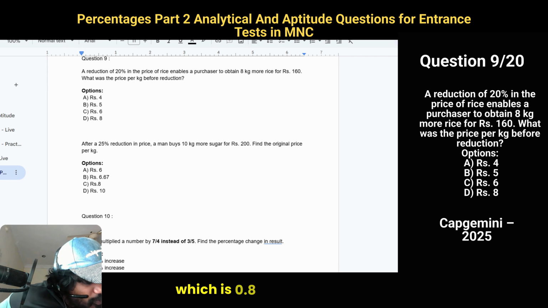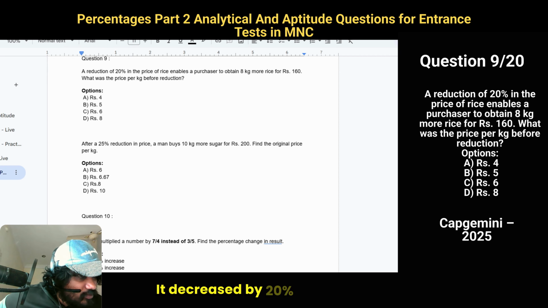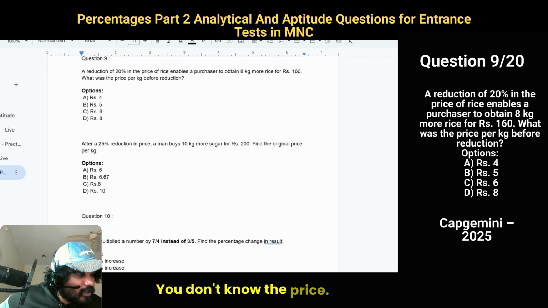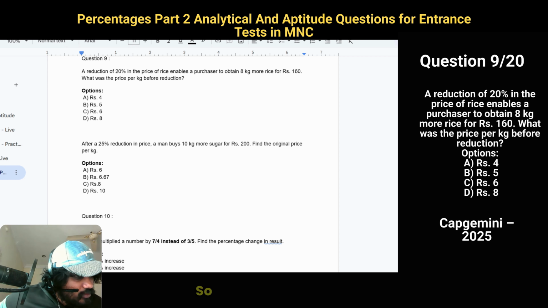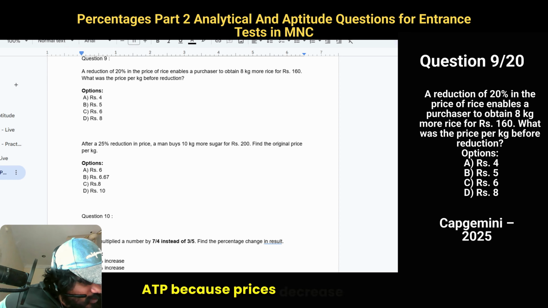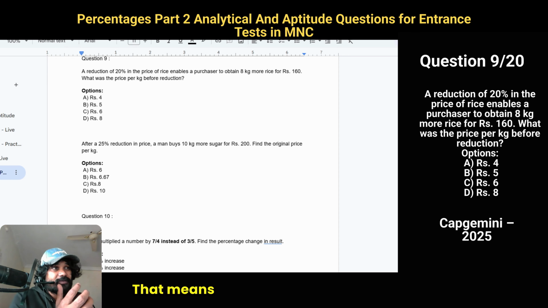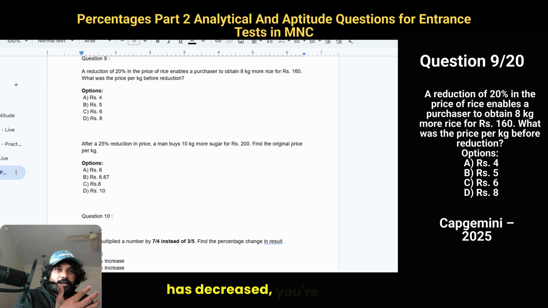the new price, which is 0.8p. Suppose the price is p and it decreased by 20%, so it became 0.8p. Or else you can take 100p as the price and put 80p here. Anything is fine. We'll take 100p only, because you don't know the price, we have to assume some number. So we'll use 80p because the price has decreased, with the same expenditure. Previously it was 100p. When the price has decreased, you're getting more kgs, so you need to divide expenditure by price to get the consumption. That is what we are doing.